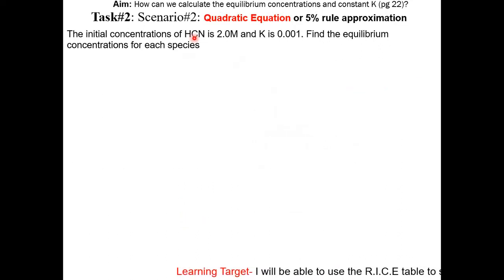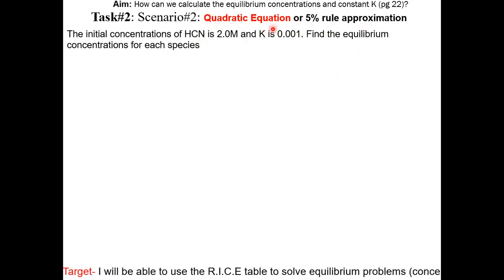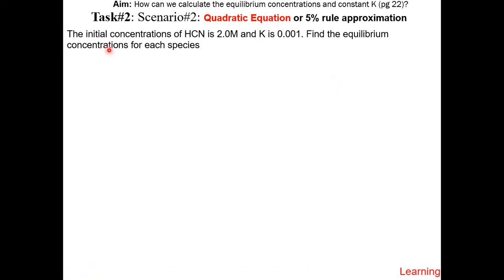In this question, we cannot take the square root of both sides. Therefore, there are two ways to approach this, either using the quadratic equation or the 5% rule approximation. I will first show you the quadratic equation. In this question, the initial concentration of HCN is 2 molar and K is equal to 0.001. Find the equilibrium concentration for each species.